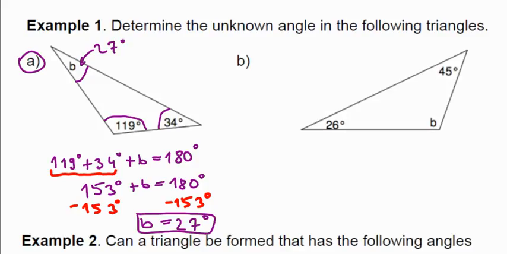Now, there is another way. You don't have to solve it as an equation, and that's how we're going to do it in the next one. Instead of writing this as a sum of three angles, so we're not going to write 26 plus 45 plus B equals 180, we can write it right away like this: B is equal to 180 minus 26 minus 45.